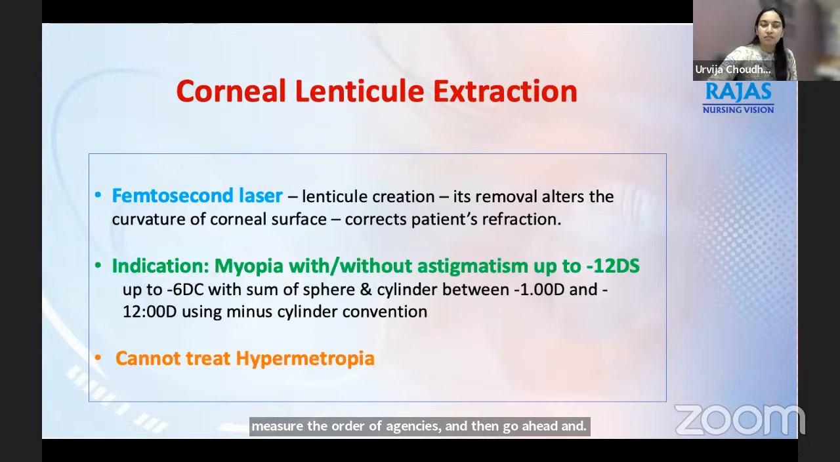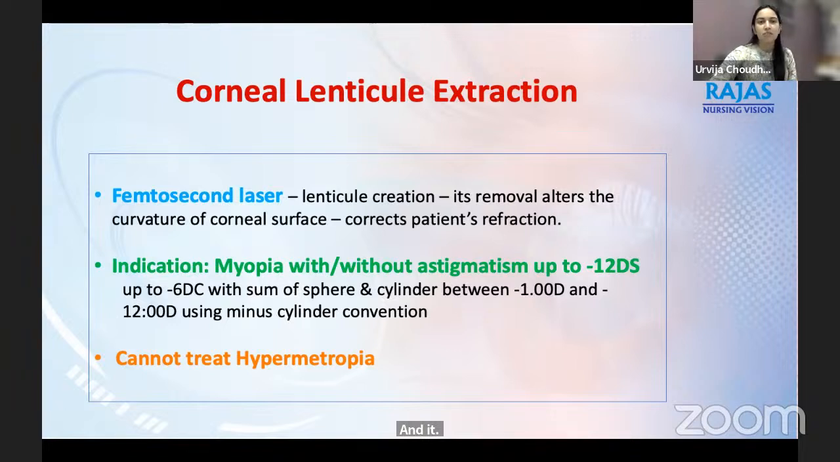After the LASIK and PRK, nowadays there is a trend of corneal lenticule extraction procedures, which again is a femtosecond based procedure. Here the lenticule is created and it is removed, which will alter the curvature of the cornea and correct the patient's refraction. It's indicated in myopia and astigmatism. It's still not done in hypermetropic patients.